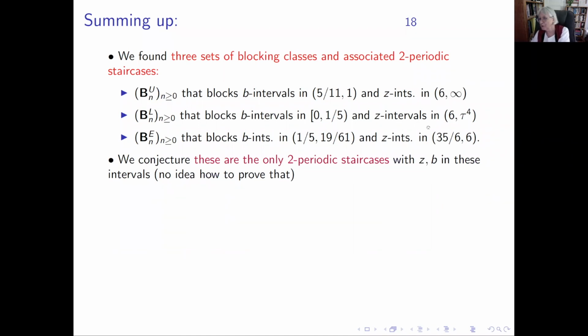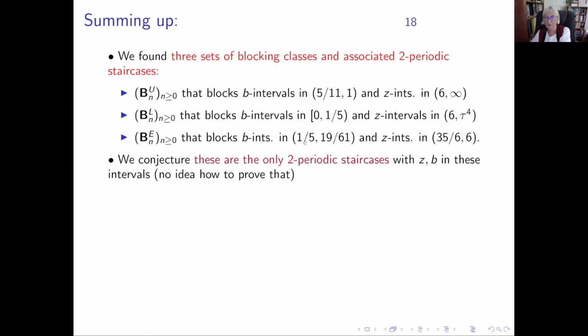Which may or may not be true. We don't know. We haven't really looked enough. And then the second set, the L1s blocks a B, goes from 0 to a fifth, and the Z intervals are from 6 to 2 to the fourth. And again, well, 2 to the fourth corresponds to 0, and 1/5 corresponds to 6.